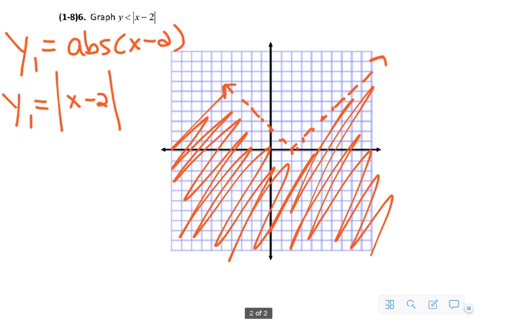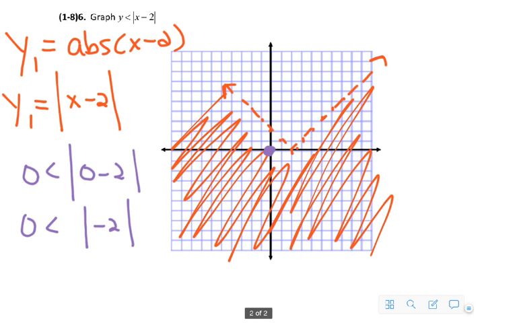If you're not sure why that's where we shade, test a point. Test the origin, 0, 0. What happens if you plug in 0 for X and 0 for Y? Do you get a true statement or a false statement? Well, 0 minus 2 is negative 2. The absolute value of negative 2 is positive 2. Is 0 less than 2? Yeah. And we always shade on the true side.